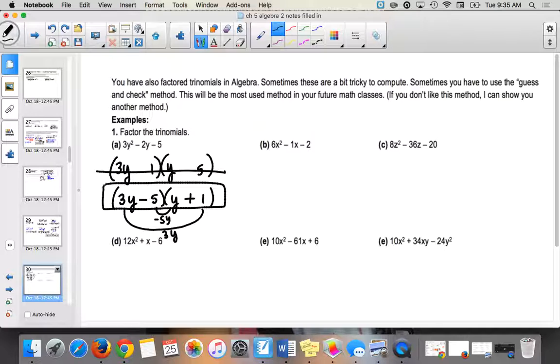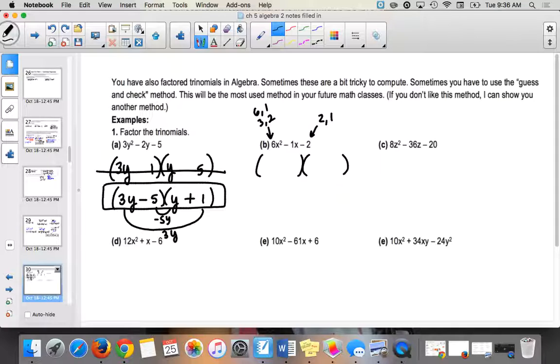So done. All right, so this next one, I have 6x squared minus x minus 2. So I want to set up my parentheses, and I know 6 could be two different things. I could have my 6 and my 1, or I could have my 3 and my 2. So that's where factoring starts to get a little bit tricky. But my 2 is definitely 2 and 1.